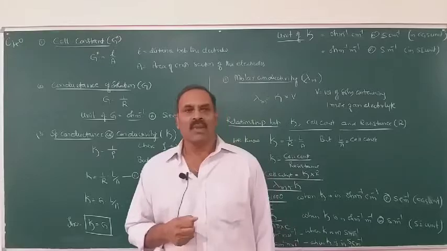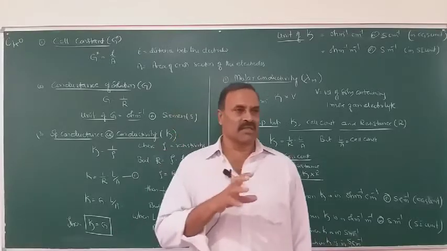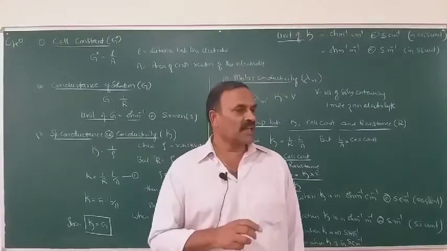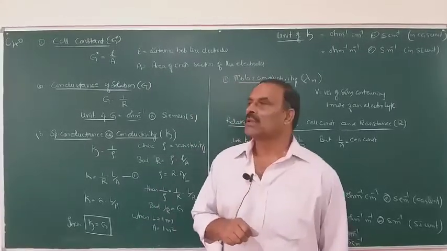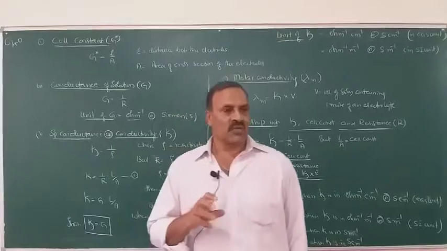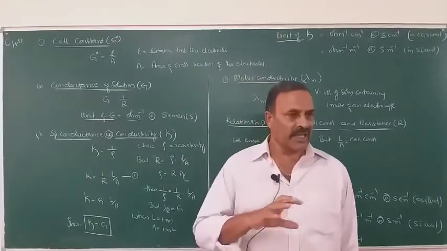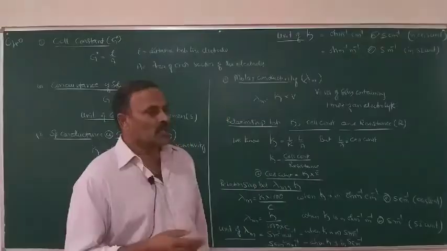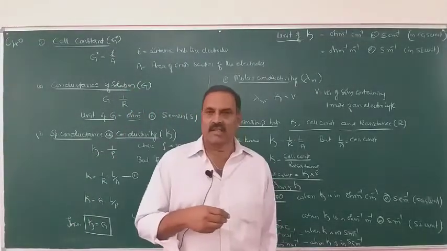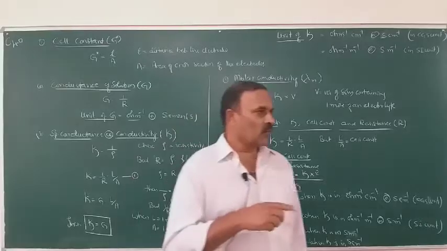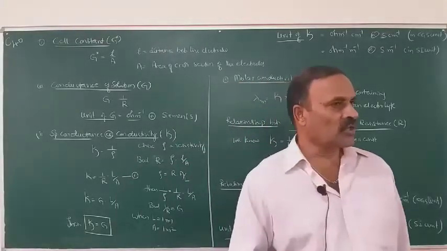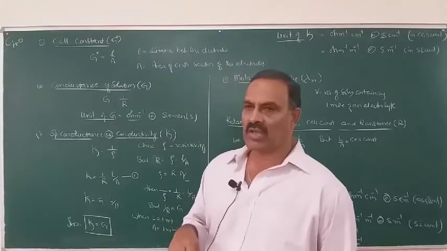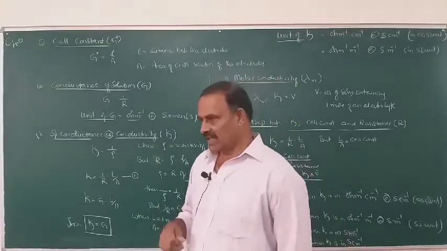Then we have studied what is resistance. It is the hindrance or the restriction for the flow of current in a conductor or in a solution, known as resistance. So, resistance is directly proportional to length and inversely proportional to area. So, R is equal to rho into L by A, where rho is the specific resistance.